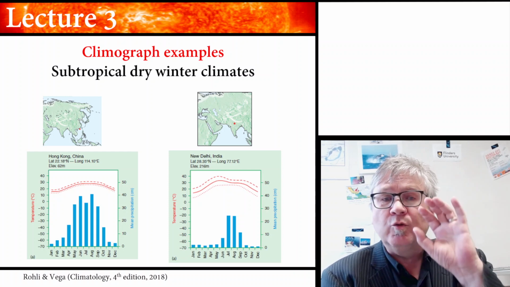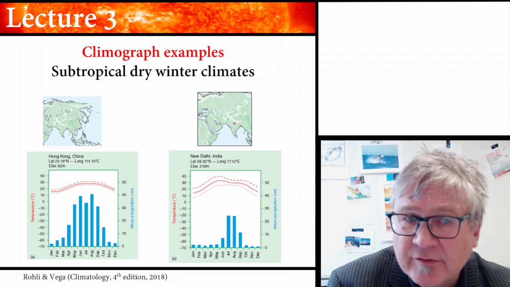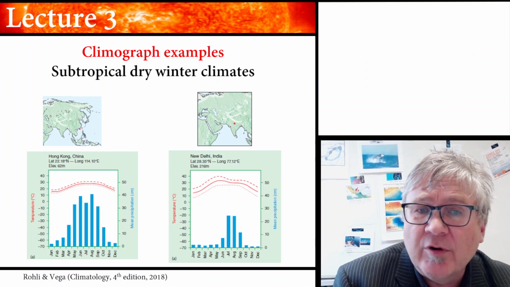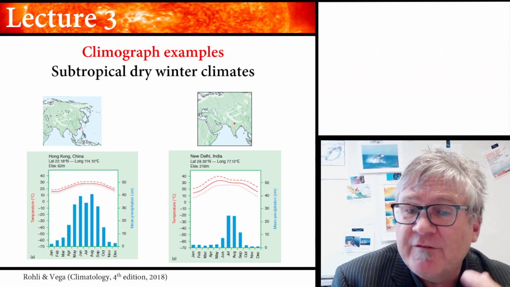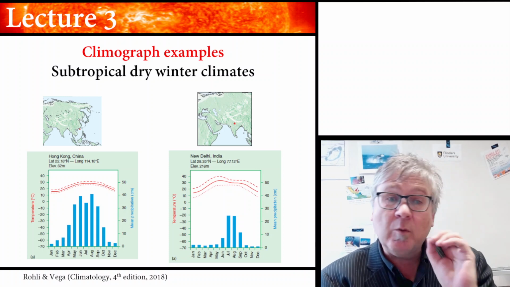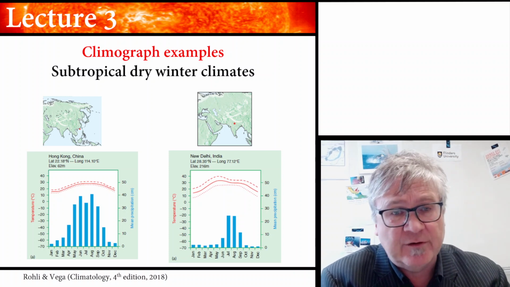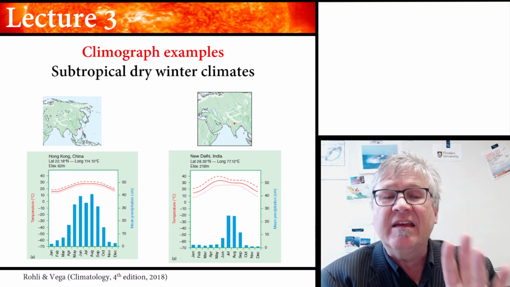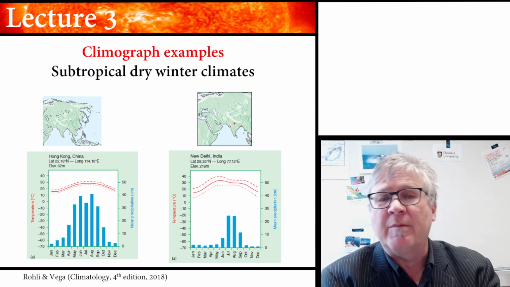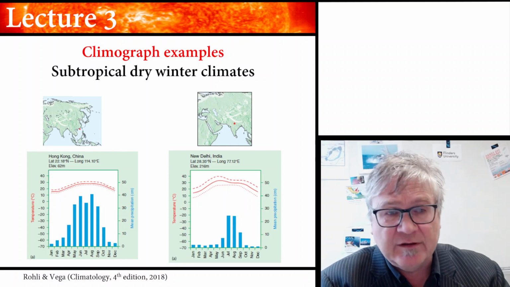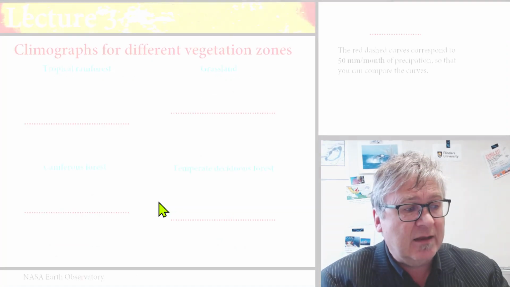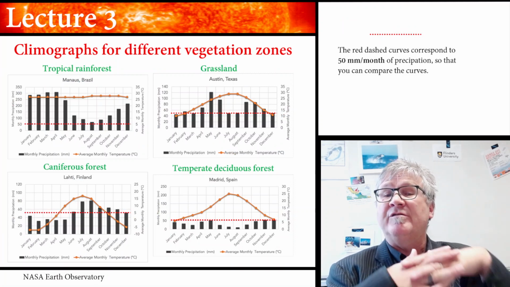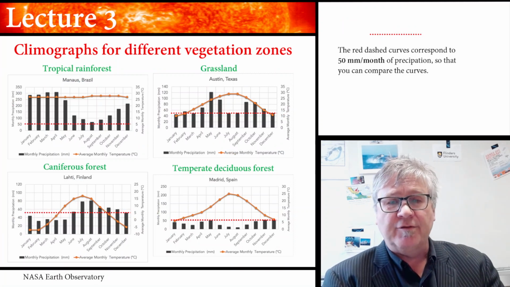So what I want to do now, as the last part of this second part, is show you climographs for different vegetation zones. We talked in a previous lecture about different vegetation zones, and I want to show you examples of climographs and maybe point out some of the differences. Okay, let's do this. So here are climographs for different vegetation zones.